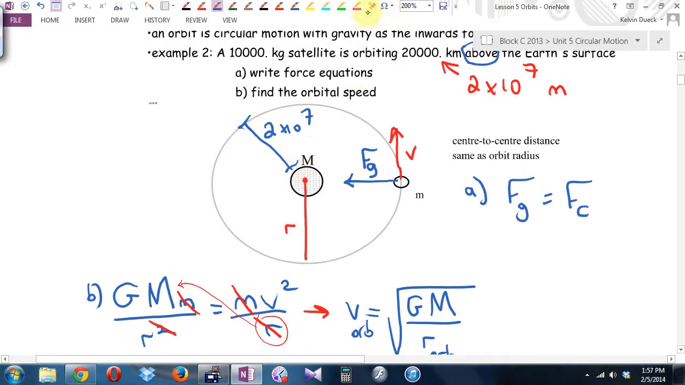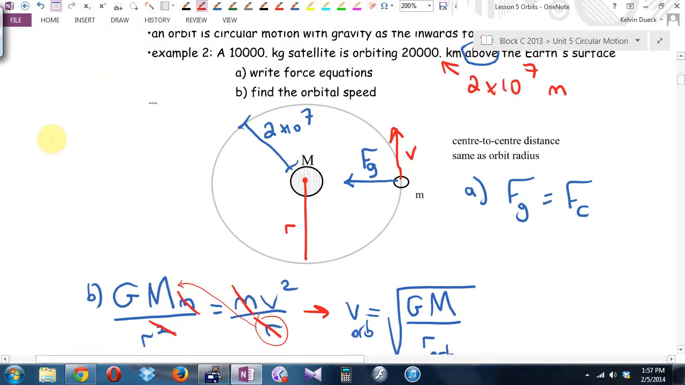Well, how far from here to here? 2 times 10 to the 7th. How far from here to here? Wait a minute, I know that. Isn't that the radius of the Earth? And that is on my formula sheet. You know what? I'll make a little note here.